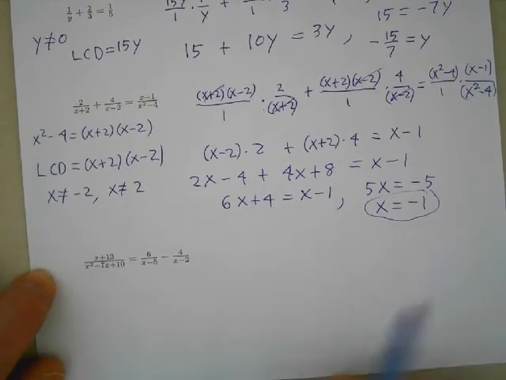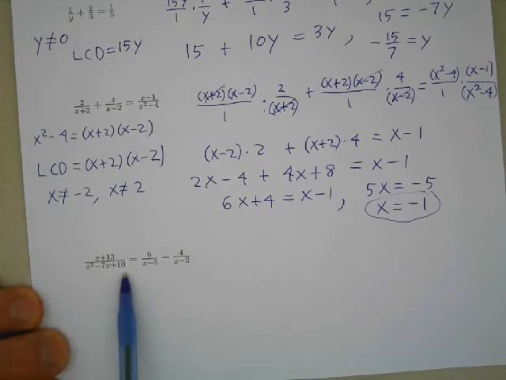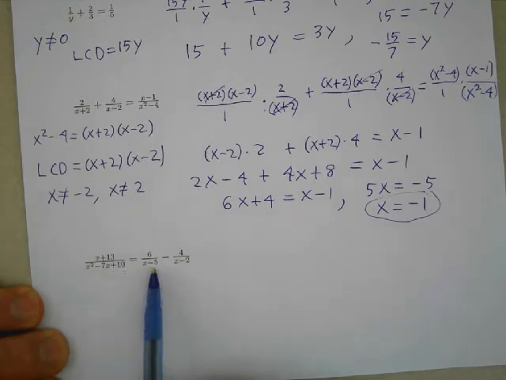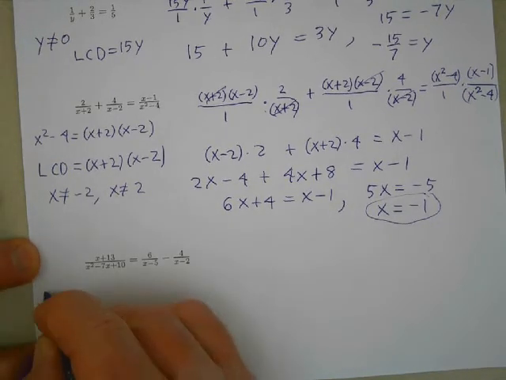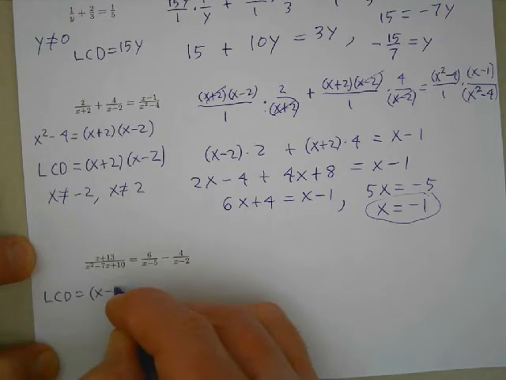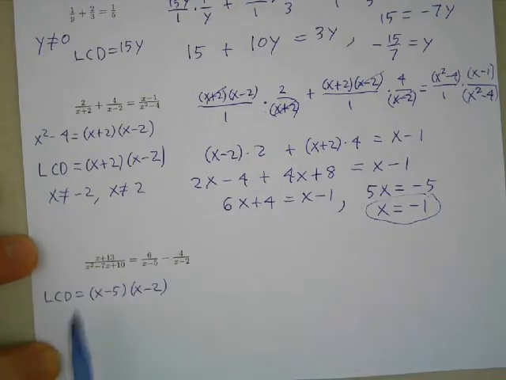Okay, in this next example, once again we have denominator x squared minus 7x plus 10, which is just the product of the other two denominators. So the least common denominator, in factored form, is x minus 5 times x minus 2. Or you can write it as x squared minus 7x plus 10 if you want.